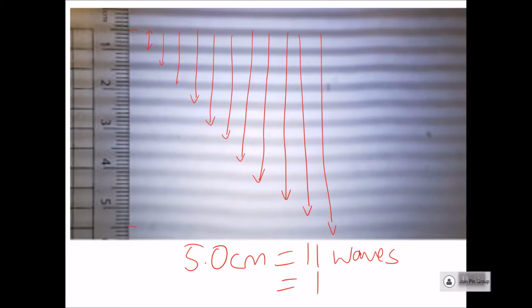So how much is one wave? Well, if 5 is equal to 11, I need to divide this number by 11. I should get my answer, which is 0.45 centimeters. See what I mean? I said earlier, I thought it was about 0.5 centimeters, 5 millimeters. Actually, it's 0.45. So you get a more accurate answer if you use this technique. You count more and you divide by the number of waves. Just remember, as I said, that there is one wave. So that is how you measure the wavelength.